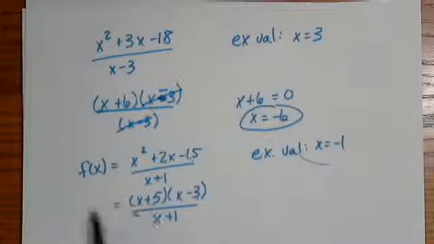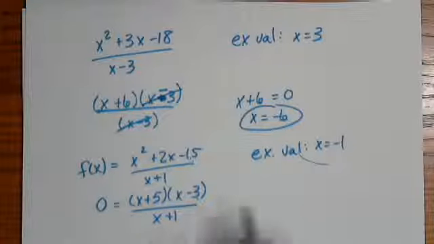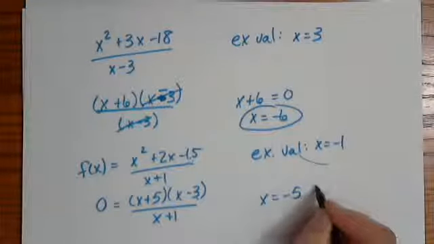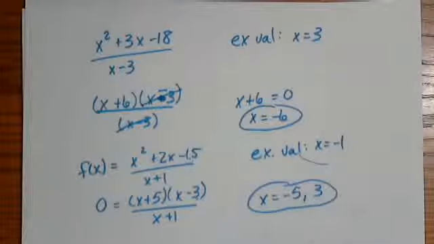If we want this whole thing to be equal to 0, that means in the numerator we have to have a 0 here or a 0 here. That's going to happen when x is equal to -5 or when x is equal to 3. Those are going to be the zeros. That's all we need to worry about. There's no way the denominator can make the whole thing 0, no matter what, right?